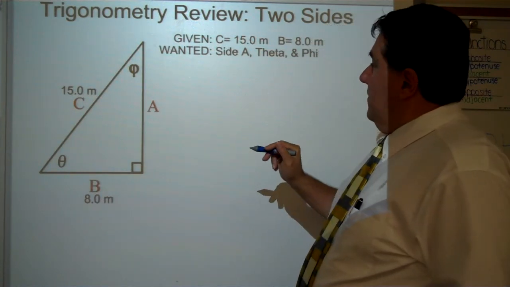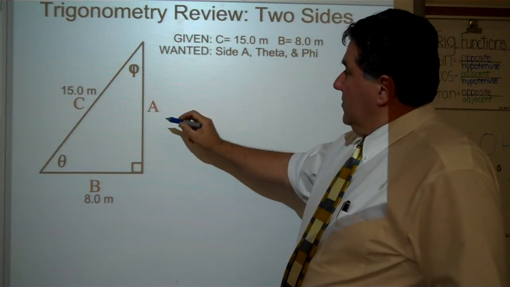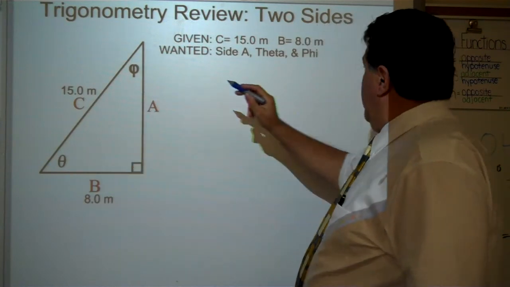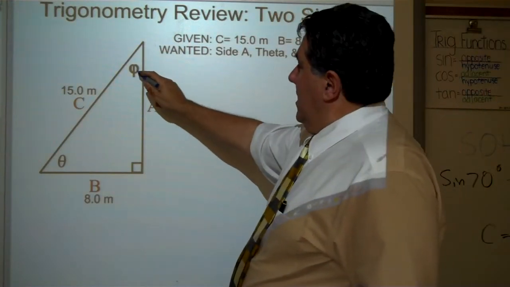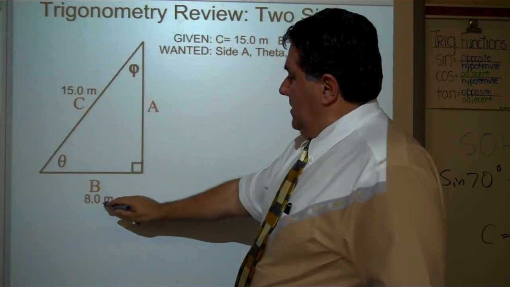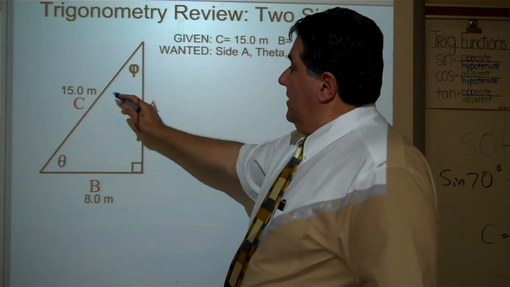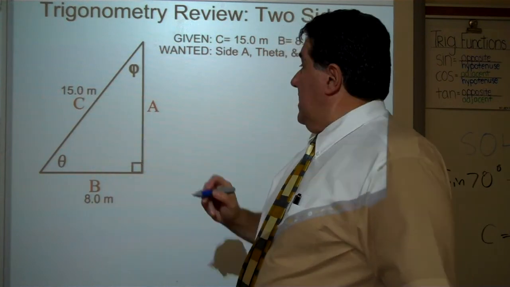Let's start out with trying to find out one of the angles, either phi or theta. Well, to do that, if I look at my trig functions, we have the sine of any angle is equal to the opposite over the hypotenuse. Now, there's three variables: the sine of theta, the opposite side, and the hypotenuse length. If I know any two of the three, I can find out the third variable. Let's use this one here. Phi has an opposite of 8.0 meters and the hypotenuse of 15.0 meters is given.